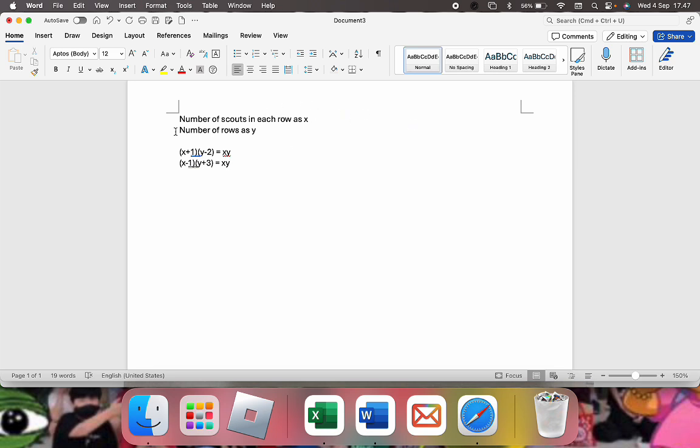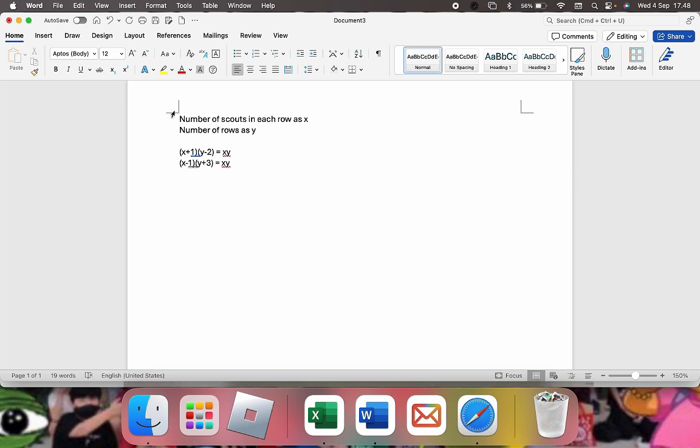So basically, obviously, if we have a row with a certain amount of people in it, and there are scouts in those rows, then all we have to do is multiply it, right? Exactly. So with that being said, we put it like this. If the number of scouts in each row is increased by 1, the number of rows is decreased by 2. Now with this in mind, we have to think of it like this, xy.